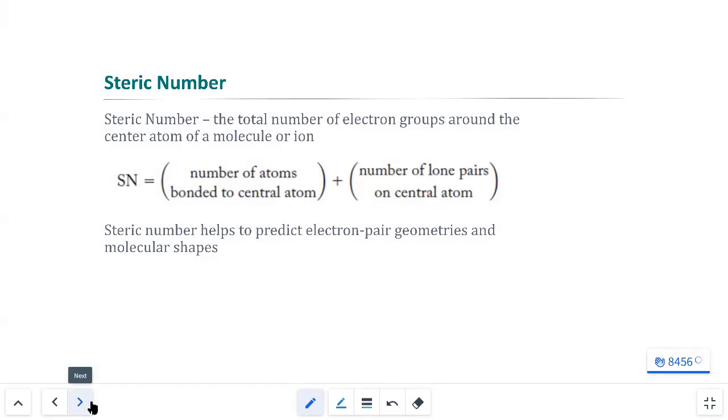One last piece of terminology here, at least at the beginning. Steric number. Steric number represents the total number of electron groups around an atom. Again, we're focusing mainly on the center atom in this case, but technically speaking, we could do this for any atom. But again, since the center atom is really what determines the shape of the molecule, we focus on the center atom.